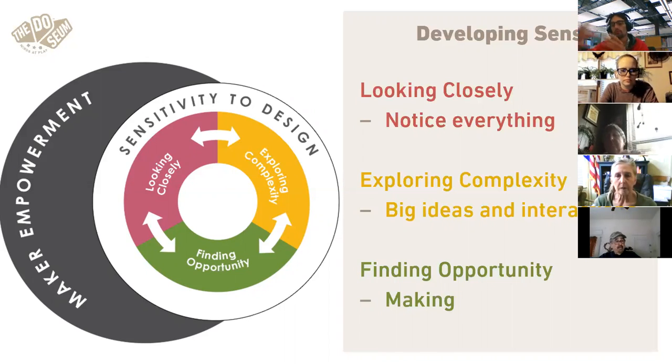So that moved Agency by Design to think about, what can we do? How can we use education to develop this sensitivity to design, this maker empowerment? And there are 3 aspects of this. There's a cycle that involves 3 things, and not any one of these things is the starting point. They ebb and flow together. So the first one, I said there's no starting point, and then I start at the first one. There's looking closely, exploring complexity, and finding opportunity.